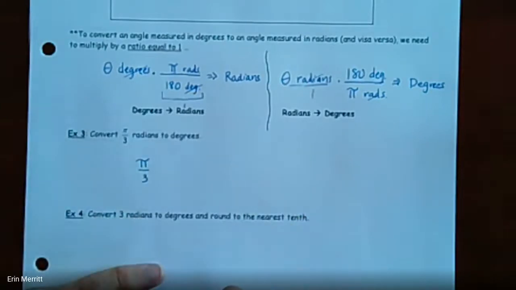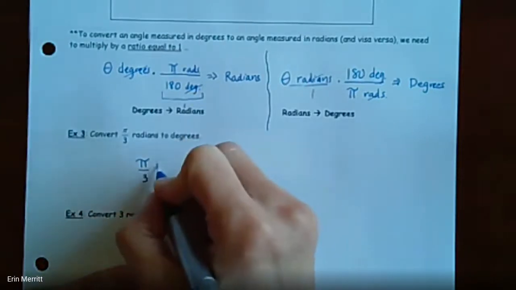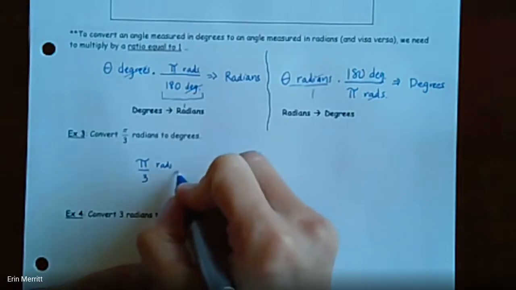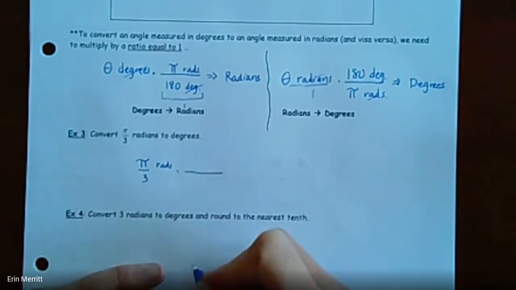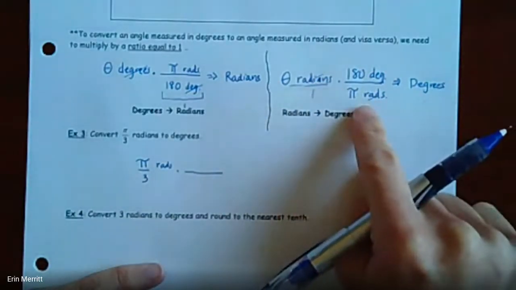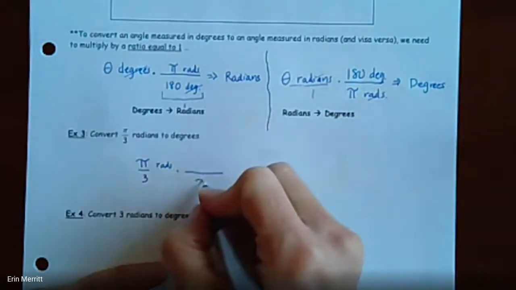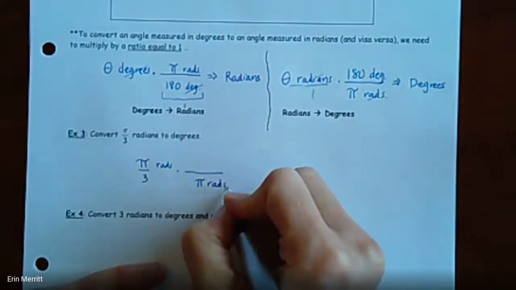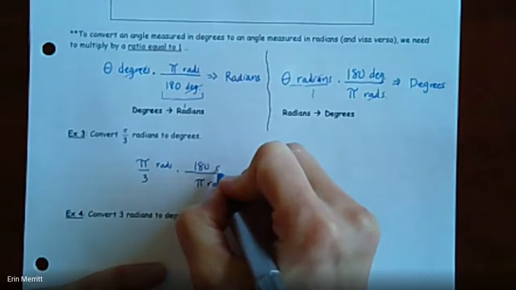Because that's one of our special angles. So how I would show this is, if this is in radians, remind yourself, that means I need the radians to cancel. We're looking at the second method. So pi radians goes on the bottom, 180 degrees would go on top.